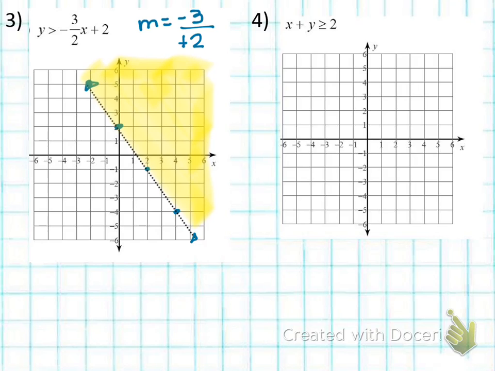Okay, so on number 4, what's wrong with number 4 before we even start? Is it in slope-intercept form? No. So how do we get it into slope-intercept form? I'm sorry, do not interrupt the class. That was rude of you. Okay, so is it in slope-intercept form? No, so what should we do first? We're going to subtract x, right? I heard someone say that. So we're subtracting x on both sides. Okay, these cancel out, so we get y is greater than or equal to negative x plus 2.